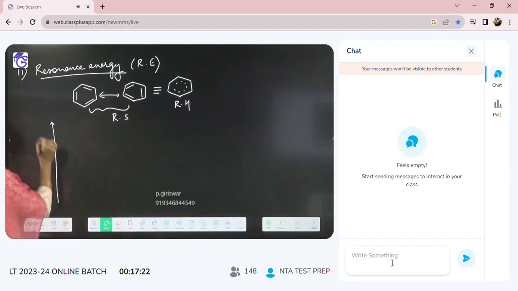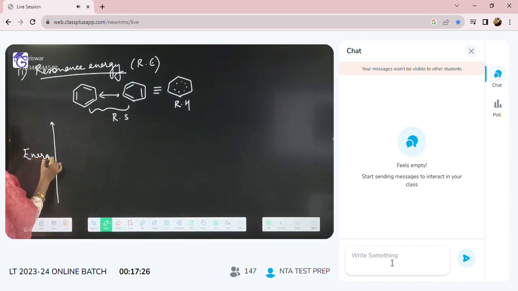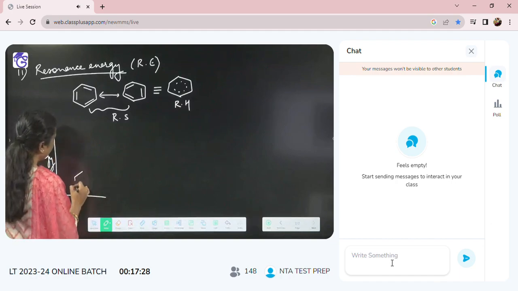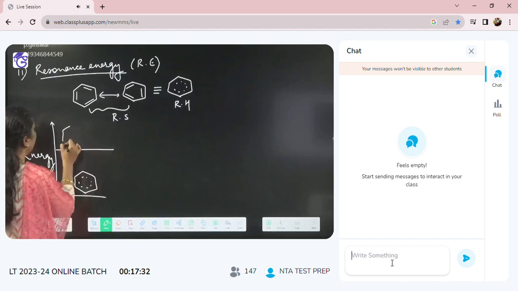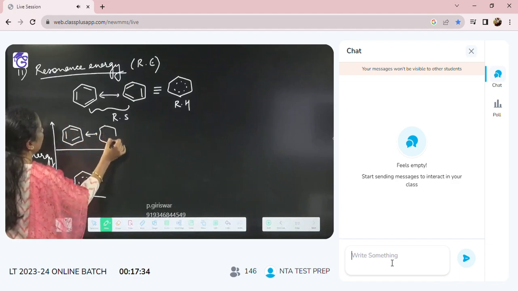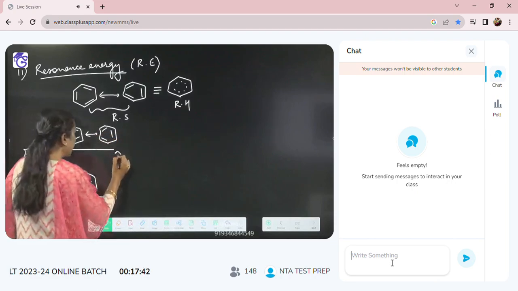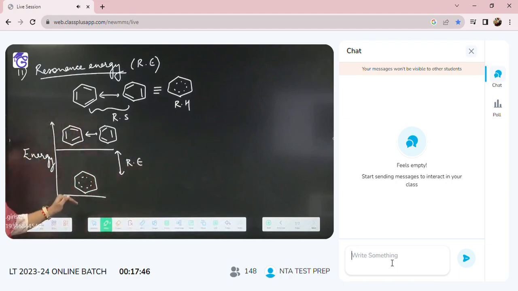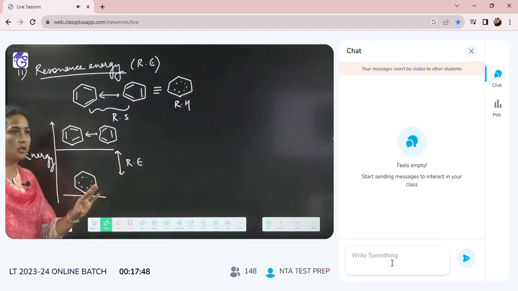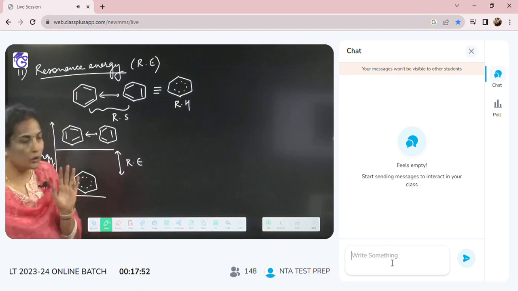Now let us come back to the resonance energy here. I'm drawing an energy level diagram here. The resonance hybrid is more stable, so I'm showing lower energy, and you have here the resonating structures. Since they are equivalent, they have the same energy. Whatever the energy difference between the resonance hybrid and the most stable resonating structure of any given species, that is known as the resonance energy, right?